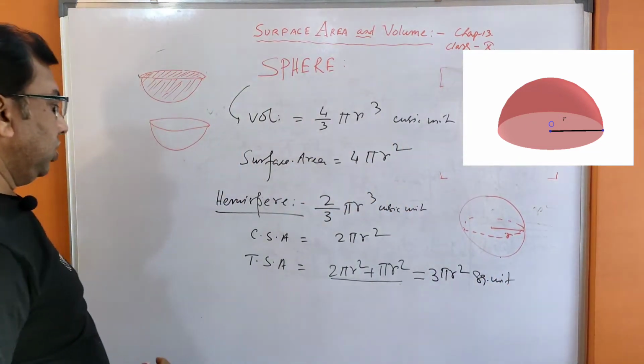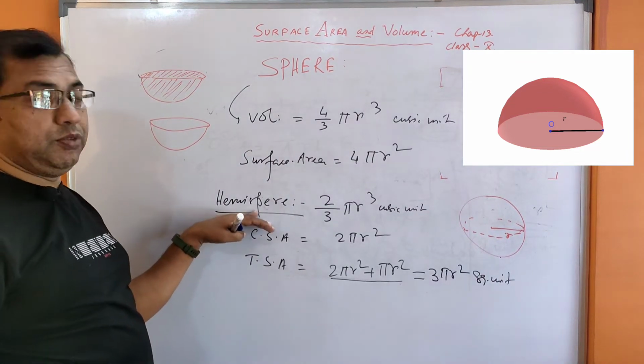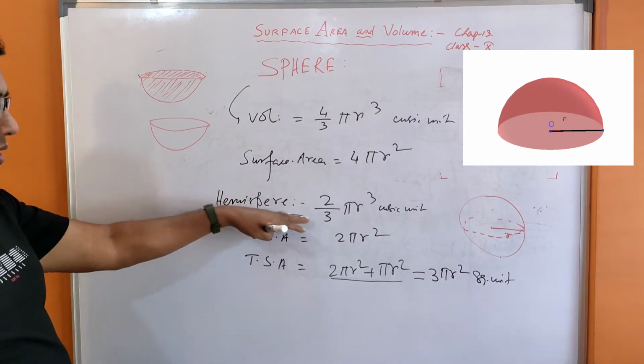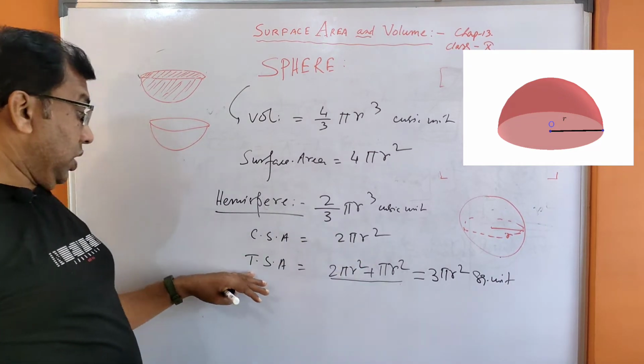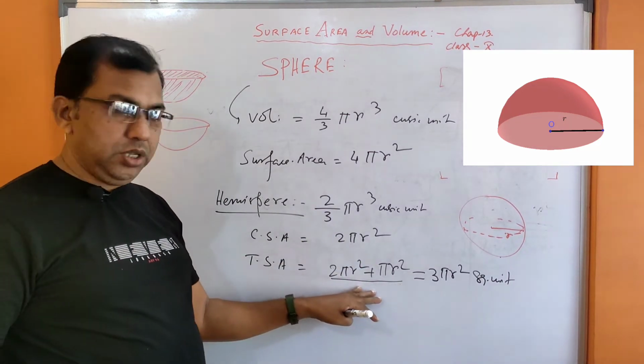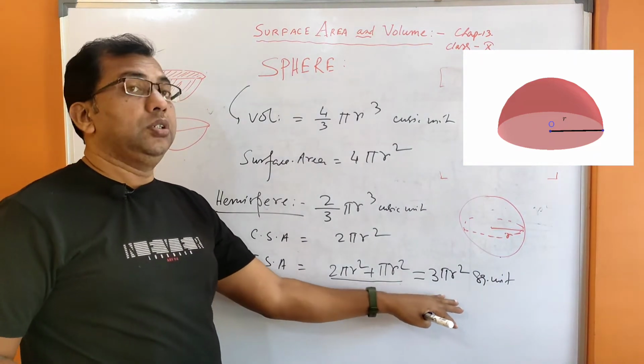Okay, this is the hemisphere, that is the solid hemisphere. Volume is 2 by 3rd pi r cube, curved surface area 2 pi r square, total surface area 2 pi r square plus pi r square equals 3 pi r square.